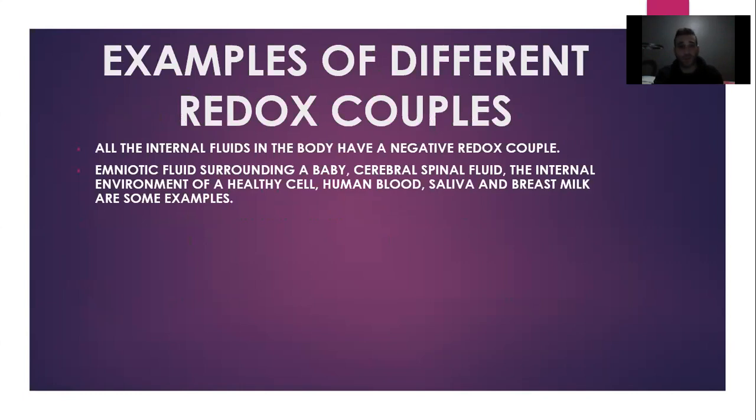So these are some examples of parts in the body that have a negative ORP. Human blood has a negative ORP, your saliva. I thought this was really interesting: a woman's breast milk has a negative ORP of around negative 70 to negative 75 millivolts.